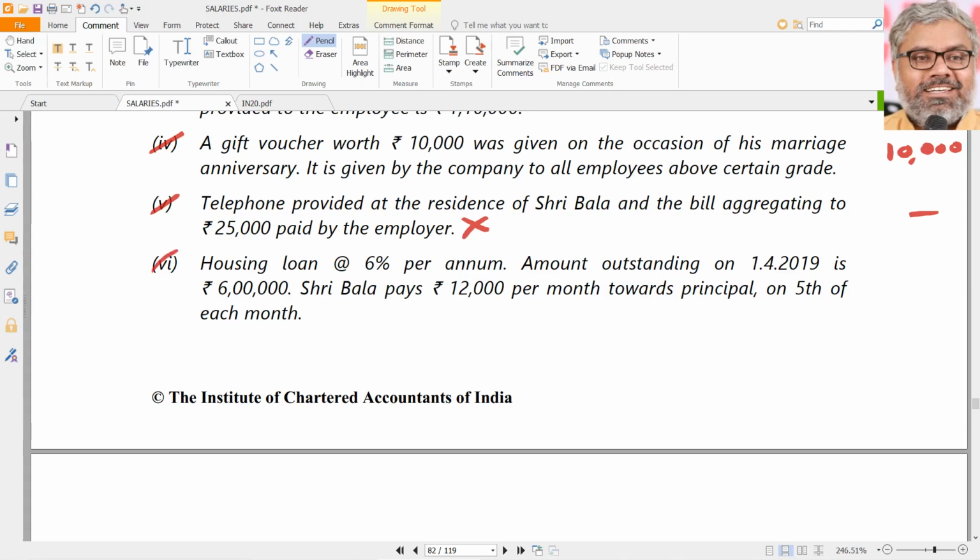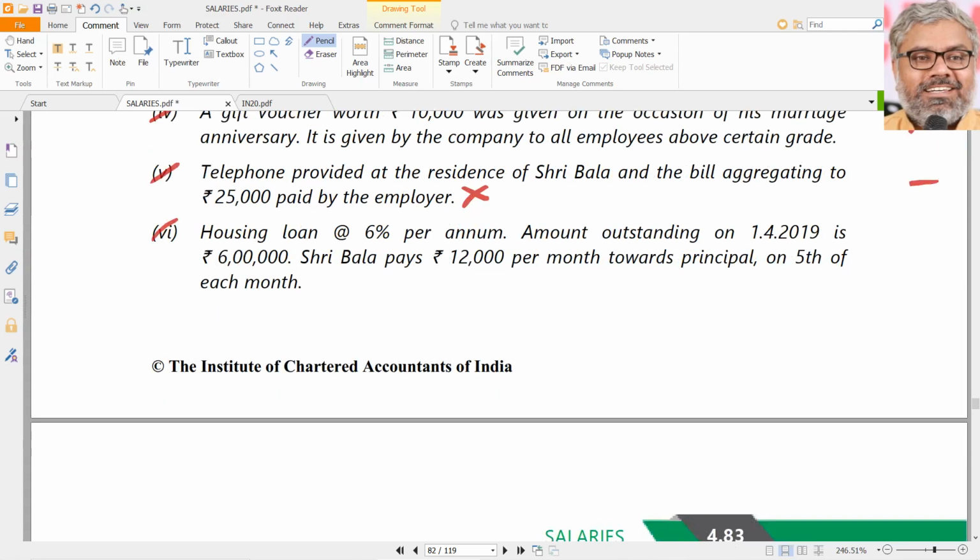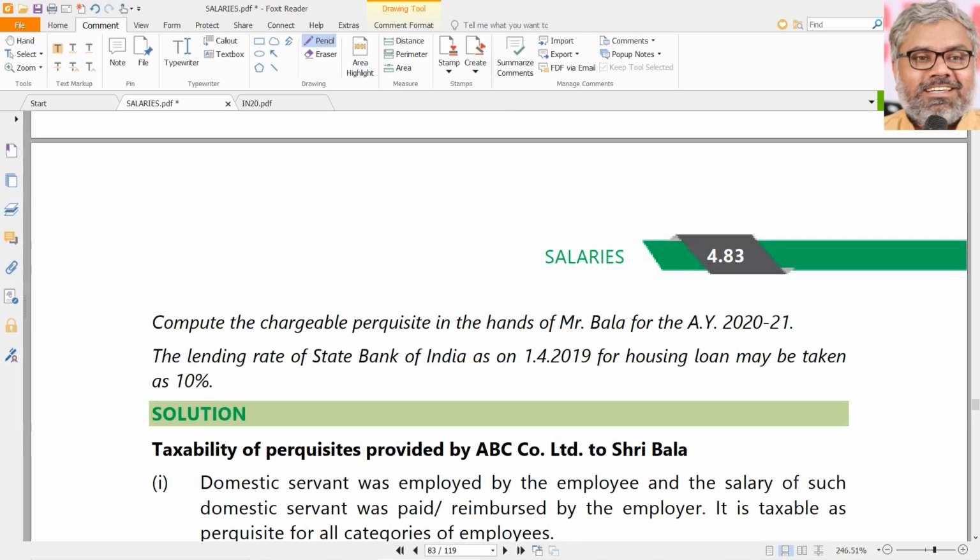Next, last one, a housing loan at the rate of 6% per annum is given by the company to Bala. The amount outstanding at the beginning of the year, 1/4/2019, was 6 lakh rupees, and Bala pays 12,000 rupees per month towards principal only, not interest, on the 5th of each month. So this involves a lot of calculation. Why? We need to find out the interest concession for each month, because the end of the month balances we have to take. For that we need the SBI rate of interest that is given at the end. The lending rate of SBI for housing loan may be taken as 10%.